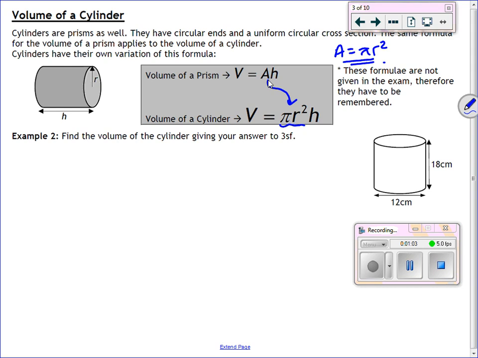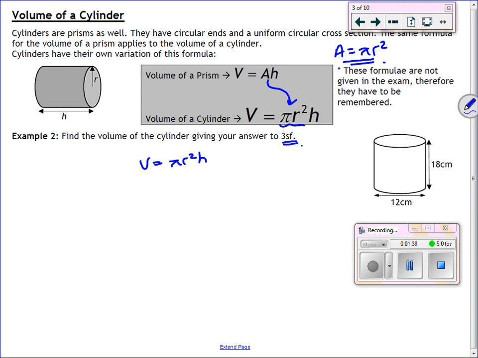So, in example 2 here, we want to find the volume of this cylinder, and notice how it's asking us to give our answer to 3 significant figures. To find the volume of the cylinder, we'll say that volume is equal to pi r squared h. Now please remember that these formulas are not given in the exam. You need to remember what these formulas are. So volume is equal to area times height, and volume is equal to pi r squared h.